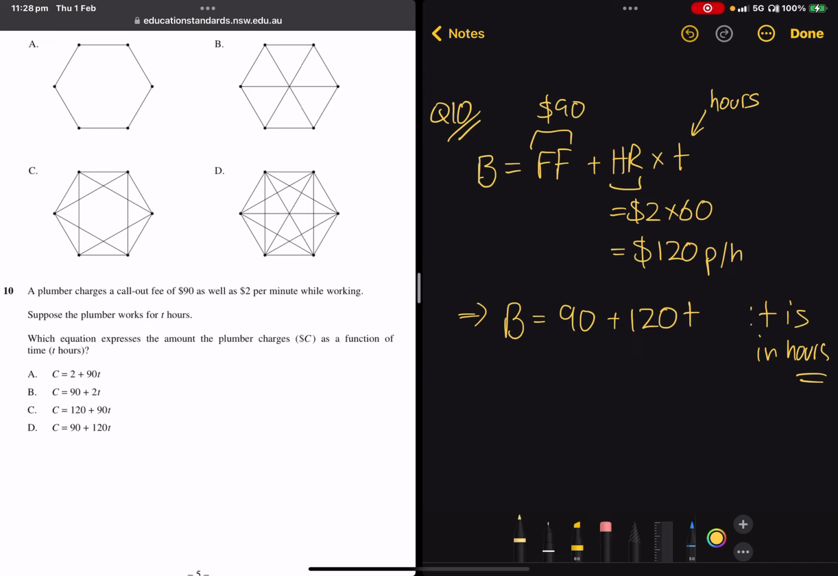So of these equations, the first one is wrong, the second one is wrong, the third one has the coefficients in the wrong order, the fourth one, D, is the correct one. And D is the correct answer to question 10.